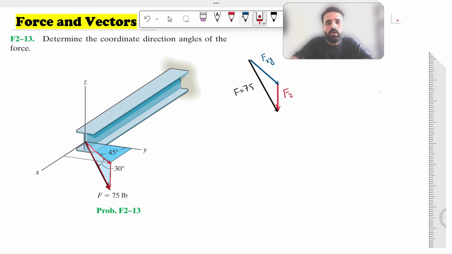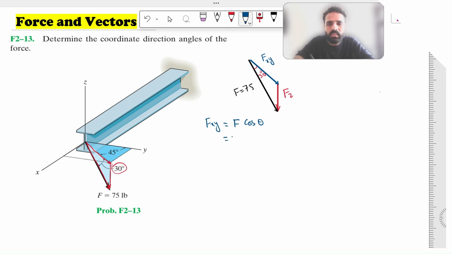Now here you can see that this angle is 30, so this angle will also be 30. Basically, I have drawn this figure here. Now I need to find the values of Fxy and Fz. For Fxy, the projection of this force along the xy plane, I will be applying the cos theta formula. So this will be equal to F times cos theta. The value of F is 75, and the theta value is 30.